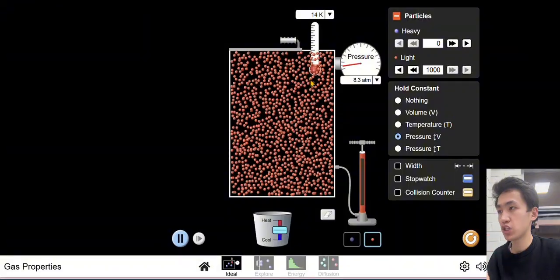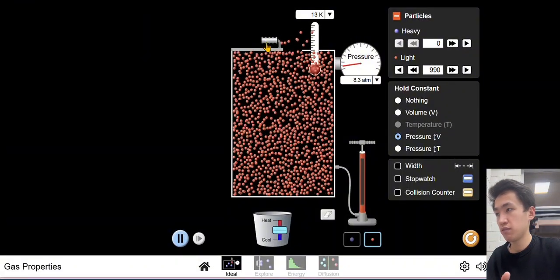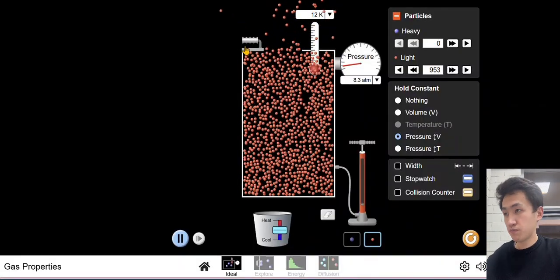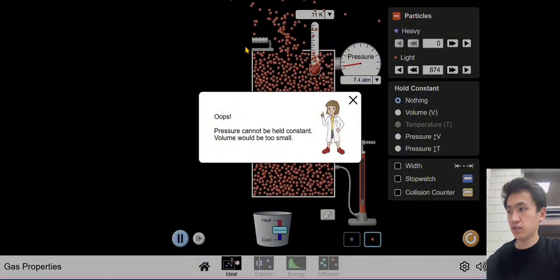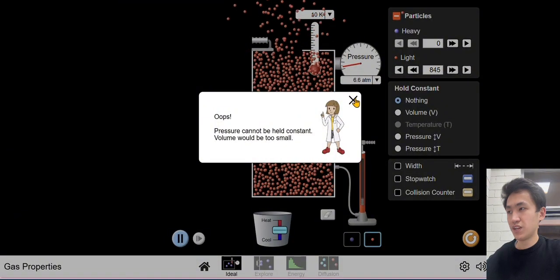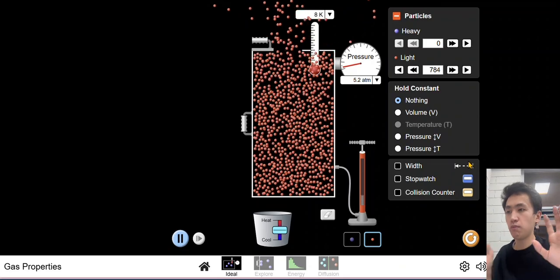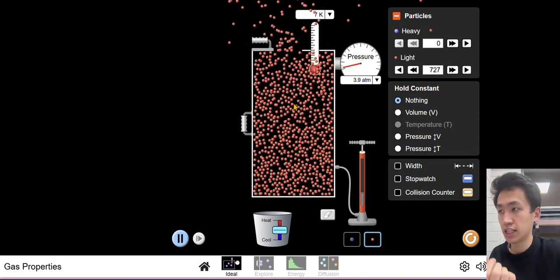So let's hold the pressure constant. What can we do? We can send out these molecules. We can see that the pressure still, the volume would be too small. There is a kind of error. It's not a problem. We need to understand the main concept of these gas properties.